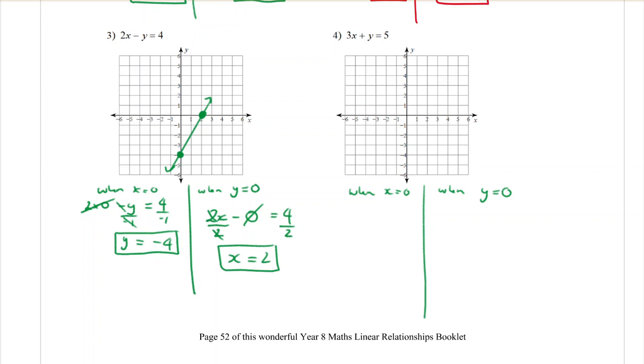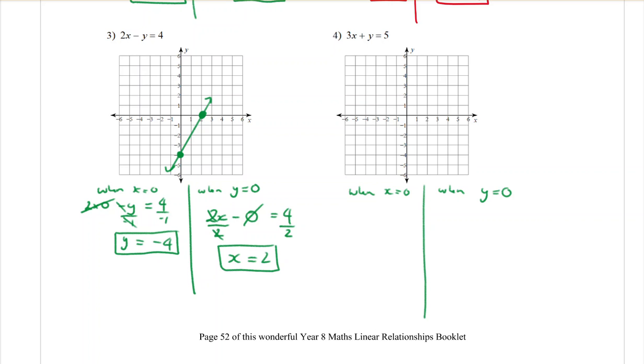It'll just be y, this one here? Yeah. You're finding it the same as what we did last time. There will be a fractional answer here, if that's what you're worried about. It's the same as what we did last time. Y was by itself on the last question. So for this one, you're going to put 0 into here. So it's going to be 3 times 0 plus y equals 5.